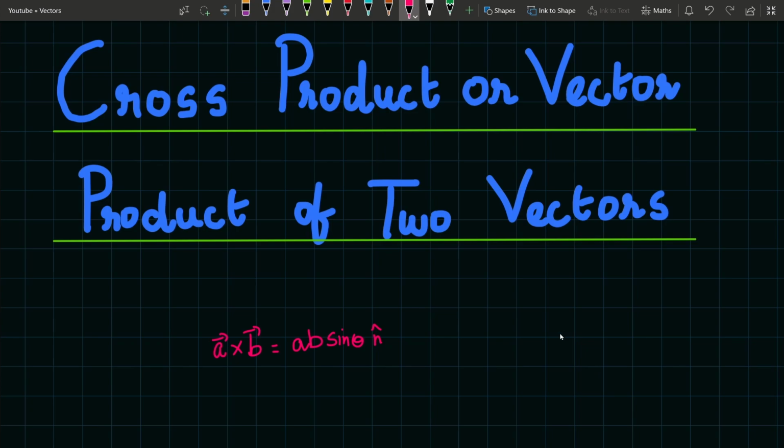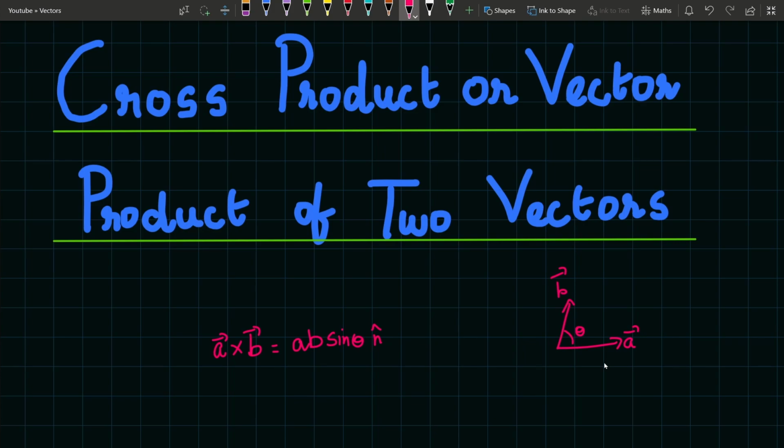What is the right hand thumb rule? See here, if I have a vector A like this and vector B like this, and the angle between them is theta, to find the direction of n cap, you just take your right hand, keep your 4 fingers along the vector A and fold all your 4 fingers towards vector B. In which direction is your thumb pointing? Your thumb should point out of the screen. If your thumb is pointing out of the screen, then you are doing it correctly. So that direction, the out of the screen direction, is the direction of the n cap unit vector.